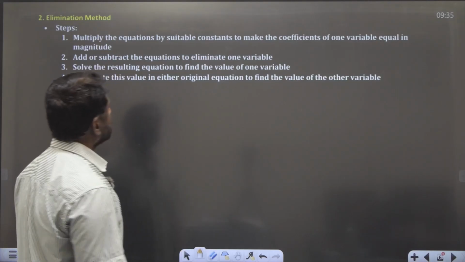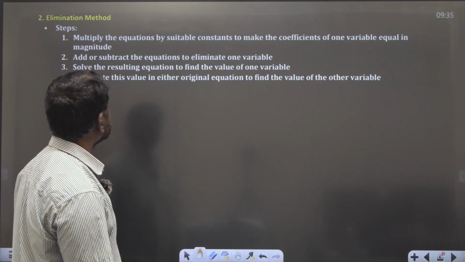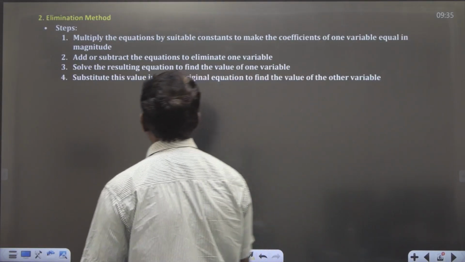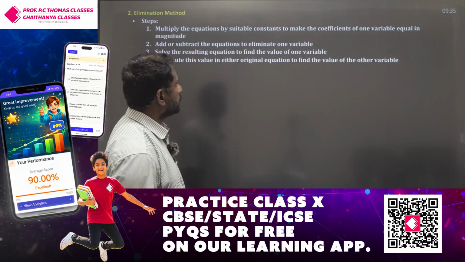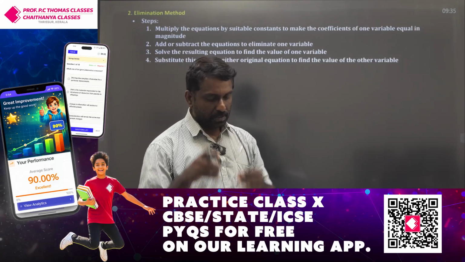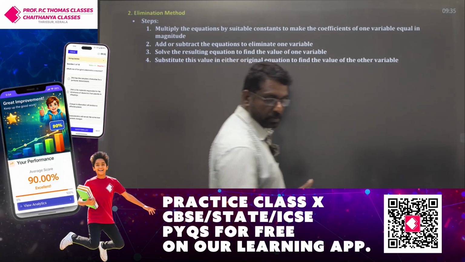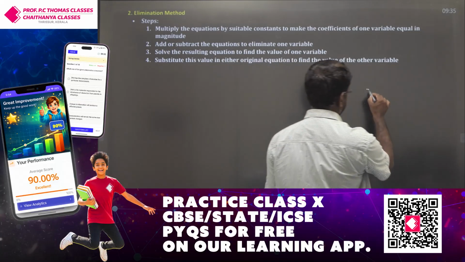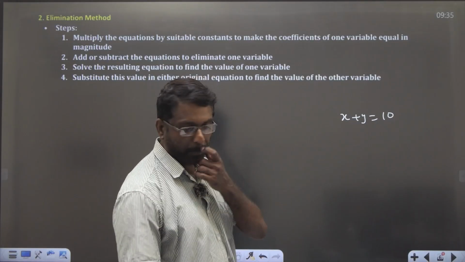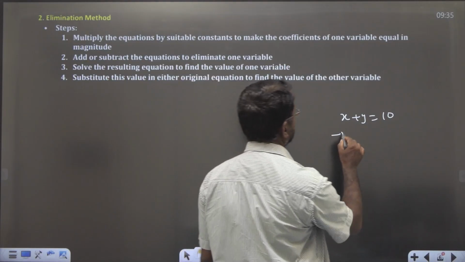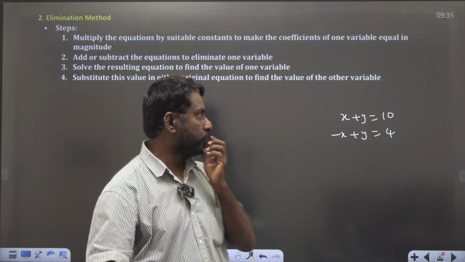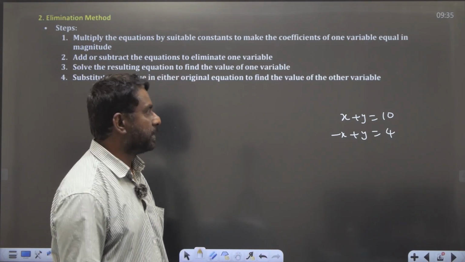Next is the elimination method. I can explain this with an example, the same question. What was our question? x plus y is equal to 10 and minus x plus y is equal to 4. Another method, that is the elimination method.